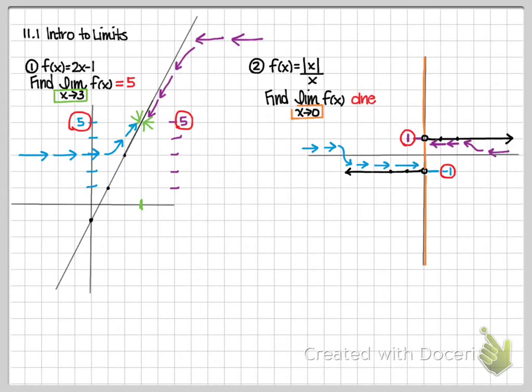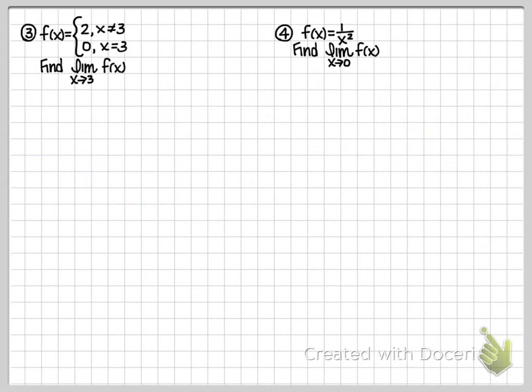In order for the limit to exist, one of the main things is to make sure that you're approaching the exact same value from both left and right. Let's take a look at the next slide.